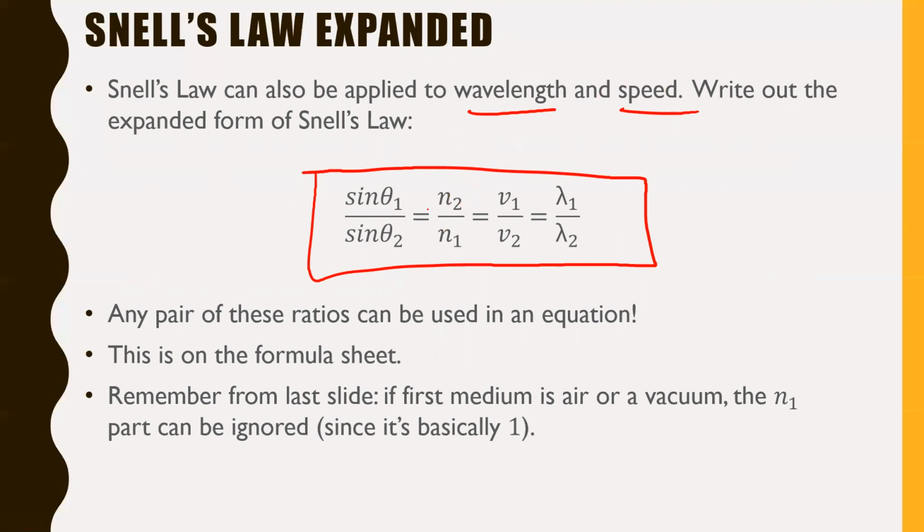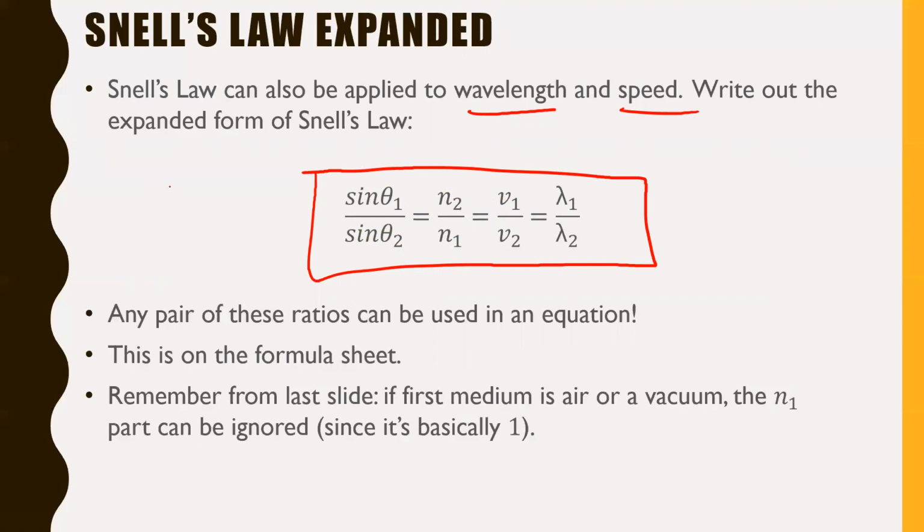So the expanded form of Snell's law, this is on your formula sheet, don't you worry. Again, it's sine of theta 1, which is usually your angle of incidence, divided by sine of theta 2, which is usually your angle of refraction, equals n2 over n1, which equals v1 over v2, which equals theta 1 over theta 2. This is not a typo here. The fact that it's n2 over n1, whereas all the other ones have 1 on the top, that is how it's supposed to be. So imagine this.